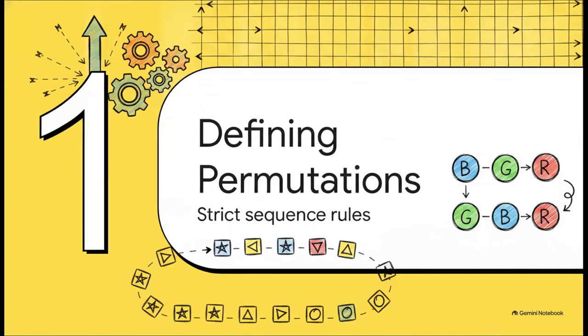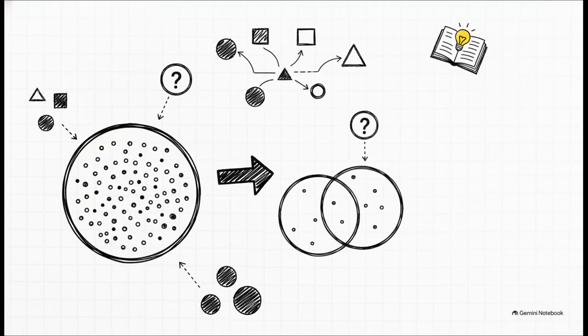All right, step 1. Defining permutations. Let's start with our most rigid mathematical scenario, where literally every single detail matters. Now, a crucial term you'll see throughout these source notes is cardinality. I know, it sounds a bit academic, but honestly, it simply serves as our anchor for the number of items we're dealing with at any given time.